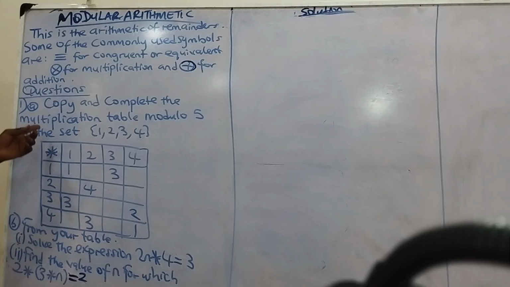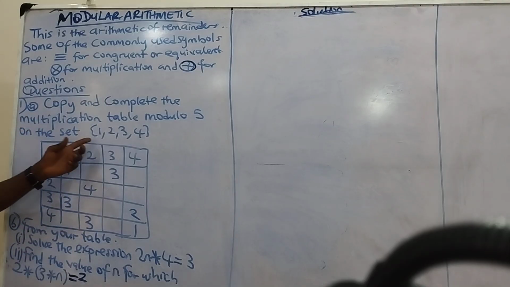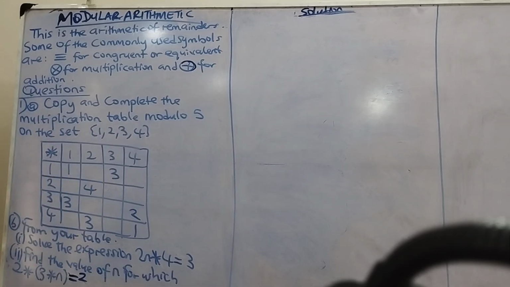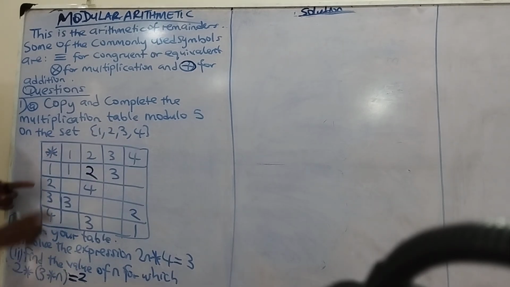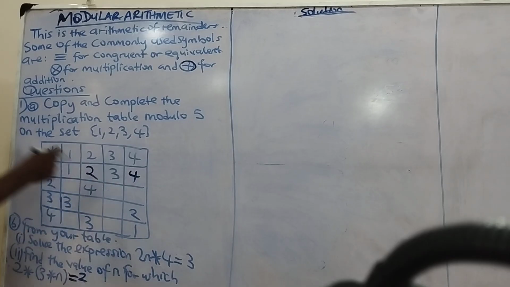So we have modulo 5 on the set 1, 2, 3, 4. We are given this table to copy and complete, so we are going to solve it. You can see some of the values are given, so we have to complete the rest ourselves. This is multiplication. 1 times 1 is 1. 1 times 2 is 2. 2 is less than 5, so I write 2. 1 times 3 is 3, less than 5, that's why it was left like that. 1 times 4, 4 is less than 5. Once it's 5 and above, we have to take the remainder.